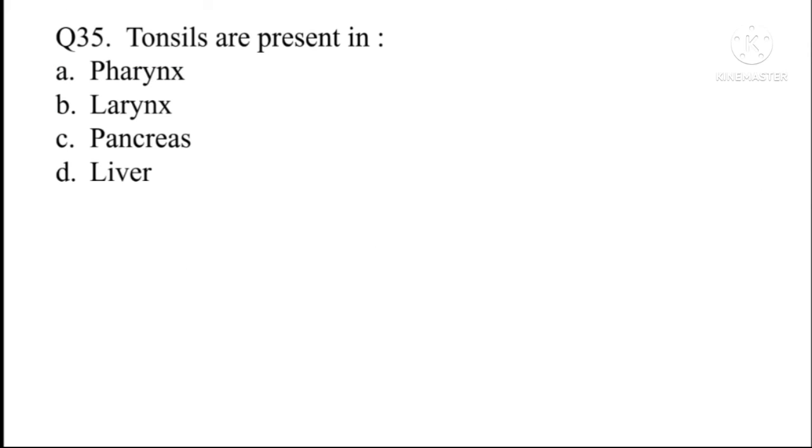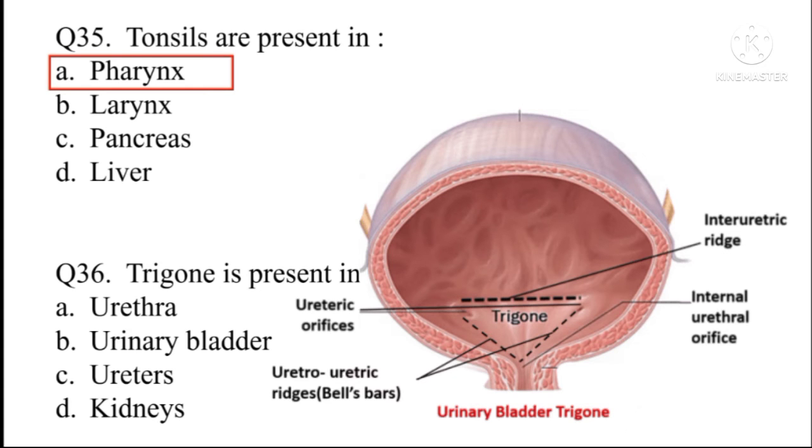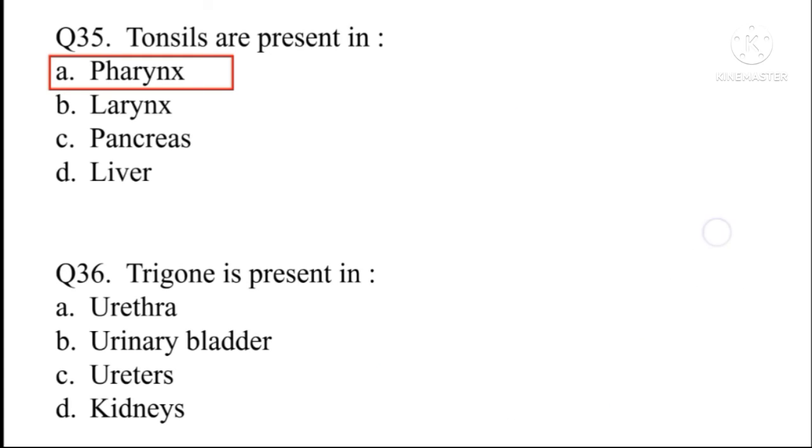Next question, tonsils are present in. Options are option A pharynx, option B larynx, option C pancreas, option D liver. The correct answer is option A pharynx. Next question is trigone is present in. Options are option A urethra, option B urinary bladder, option C ureters, option D kidneys. So what is trigone? Trigone is a triangular tissue which is present in lower part of urinary bladder, near the opening of ureter. So its correct answer will be option B, urinary bladder.